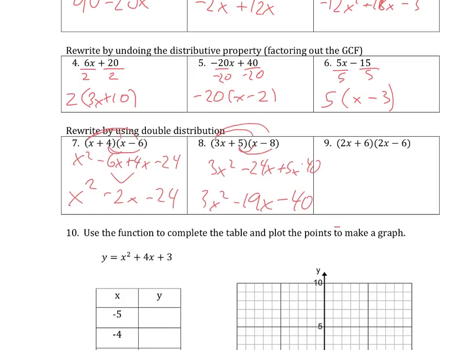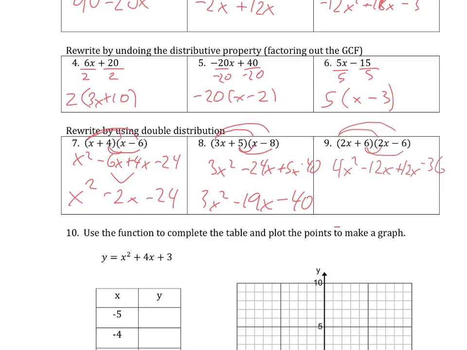Number 9, something interesting is going to happen here. You notice that the numbers are the same, but this one's a plus and this one's a minus, so watch what happens when that happens. 2x times 2x is 4x squared. 2x times negative 6 is negative 12x. 6 times 2x is positive 12x. You should be noticing something there. And now 6 times negative 6 is negative 36.